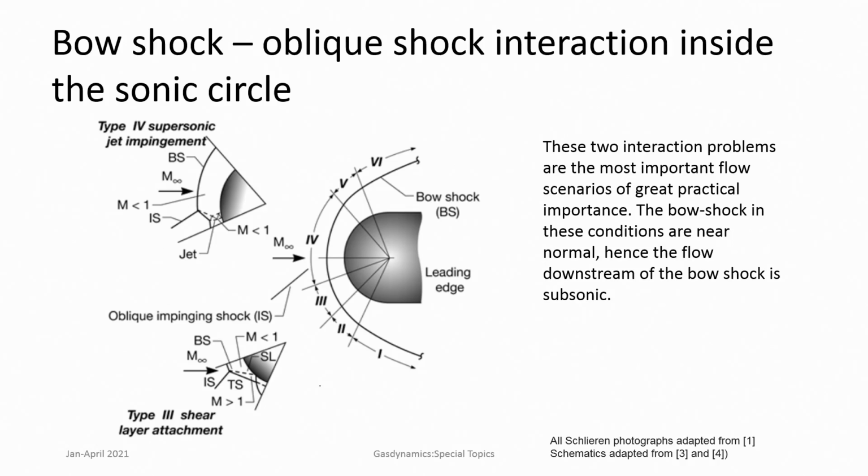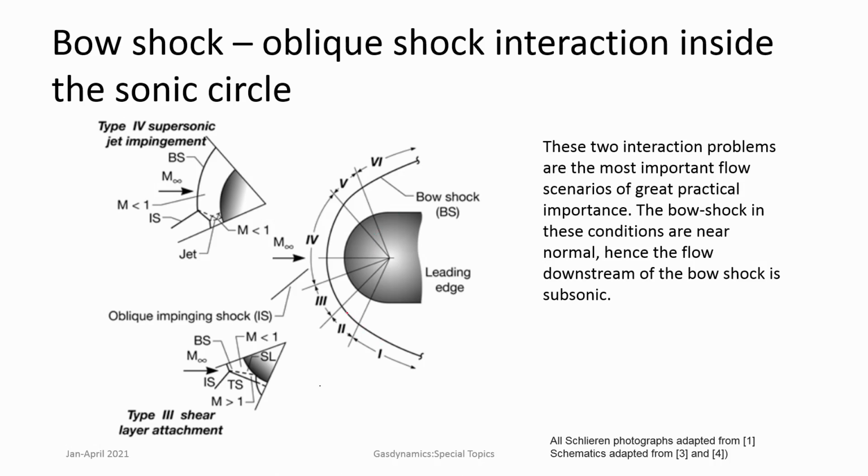Now, if we move to the shock interaction which is very close to the sonic circle, within the sonic circle, what happens here is that this is in region 3 and region 4, they are called type 3 and type 4. Here the bow shock is of very high strength, and the flow downstream of the bow shock is subsonic. Okay, so that is quite different from the cases in type 1, type 2 or type 5, type 6, which had supersonic flows downstream.